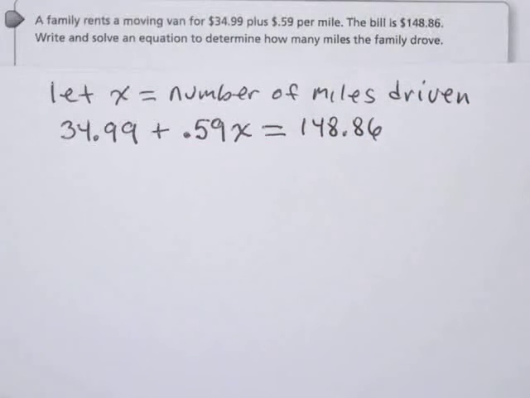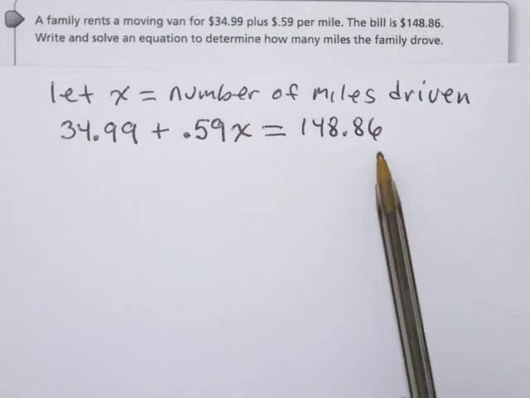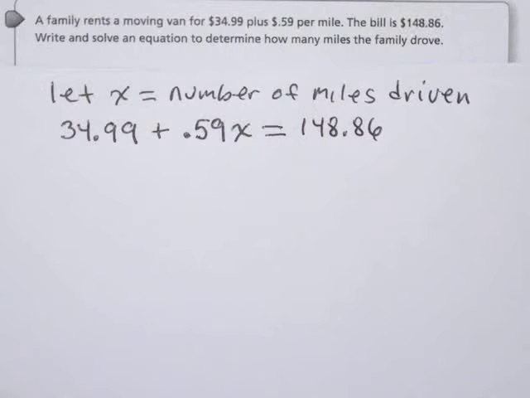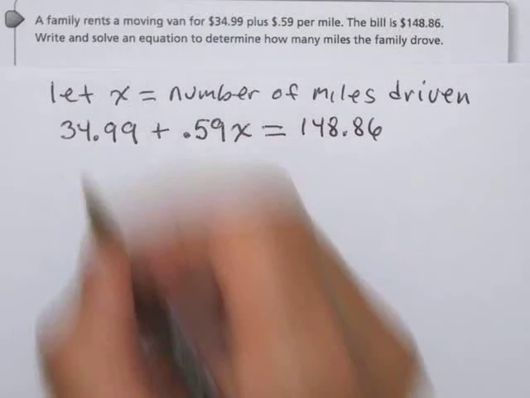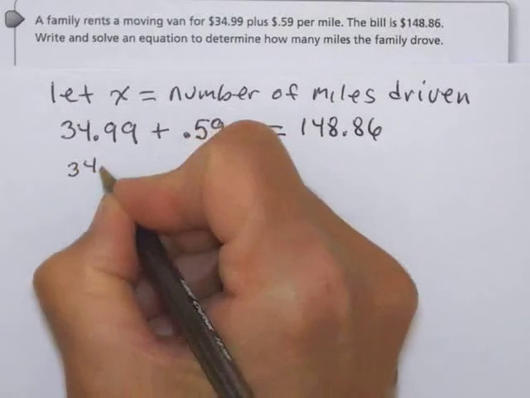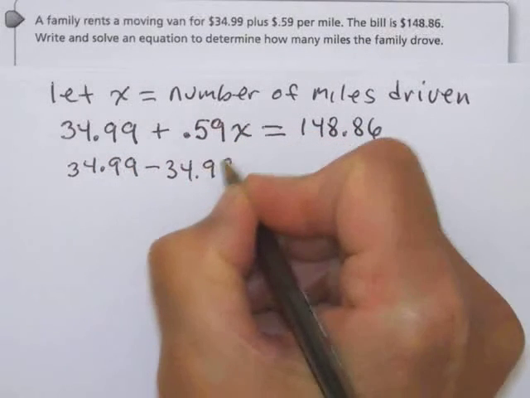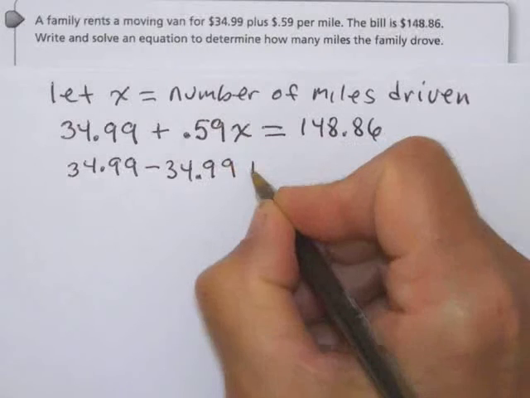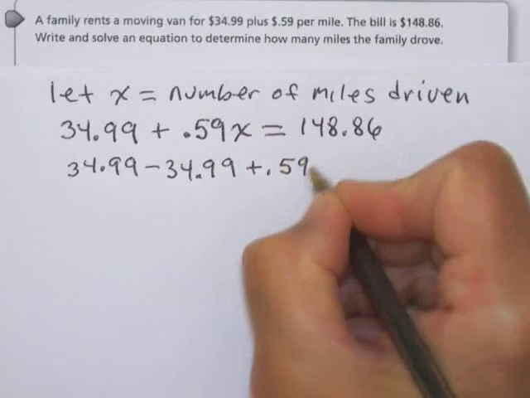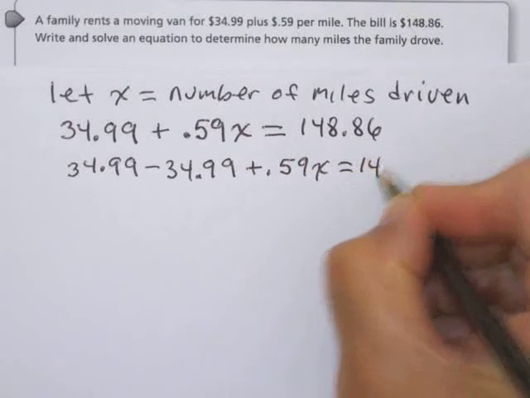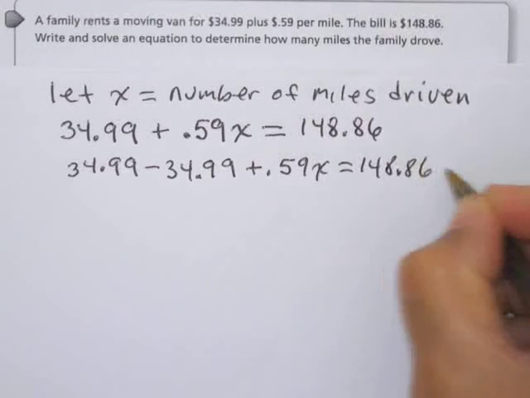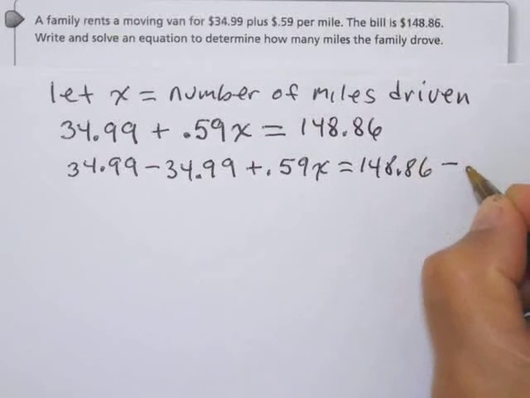Okay, once I've done all of this, I'm ready to solve this problem. I know what I'm solving for, x, which is the number of miles driven. I've got my total amount. I've got a two-step equation. Let's solve it. So our first step will be to subtract $34.99 from both sides of this. And this way we can isolate our variable. This is our first step in this two-step equation.